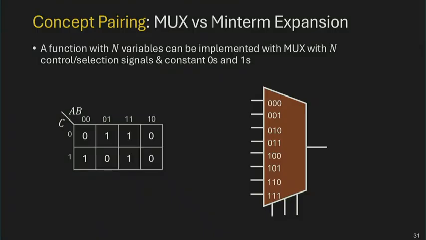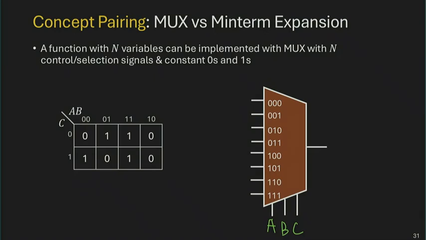Right. So what do I mean by the relationship between mux and min-term expansion? Let's say I have a 3-variable function. If I have the luxury of using 3 selection signals, I can just connect all the 3 selection inputs, A, B, C, to the bottom of the mux.